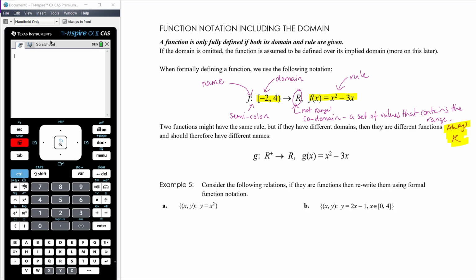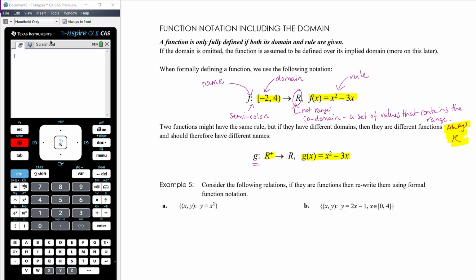Okay. So the next thing is that 2 functions can have the same rule, but if they have different domains, then they're different functions. So the key thing about a function is those 2 things are important together. Domain and rule define the function. So even if you've got 2 functions with the same rule, as we have here with f and g, if they have a different domain, it's a different function, and therefore it needs a different name. In this instance we've still got the same rule, but we have a different domain, and so we're calling this function something else.